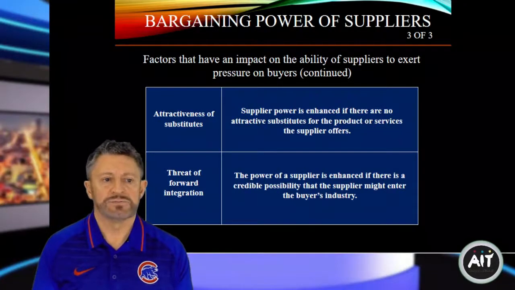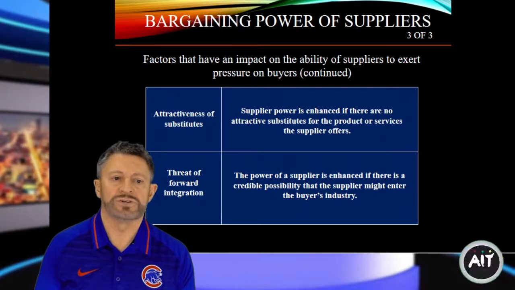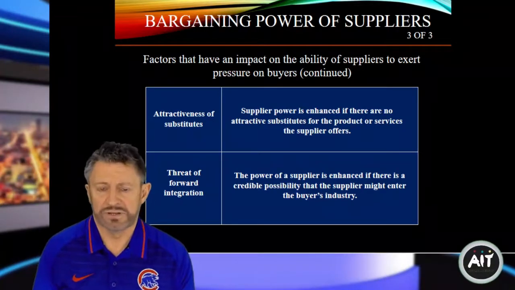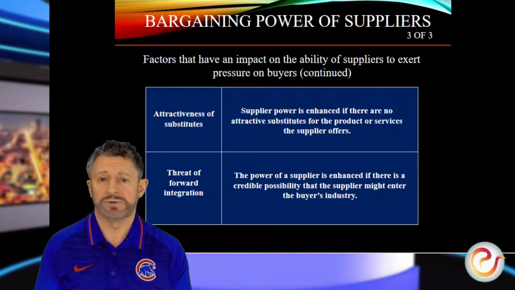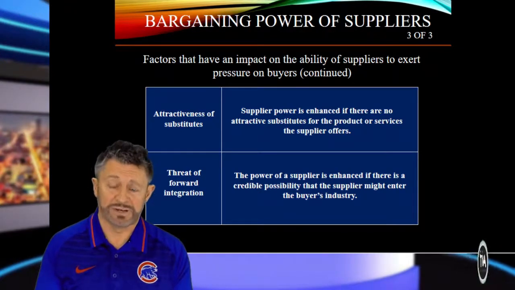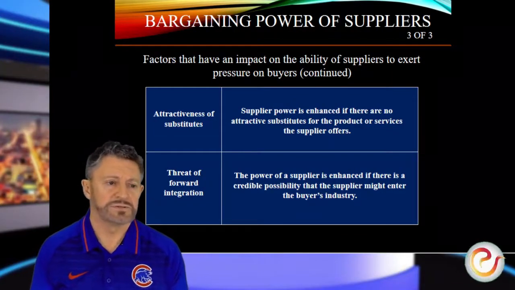So, attractiveness of substitutes. Supplier power is enhanced if there are no attractive substitutes. I've just demonstrated that there are many attractive substitutes. You have so many service providers offering alternatives, which we can consider to be substitutes.